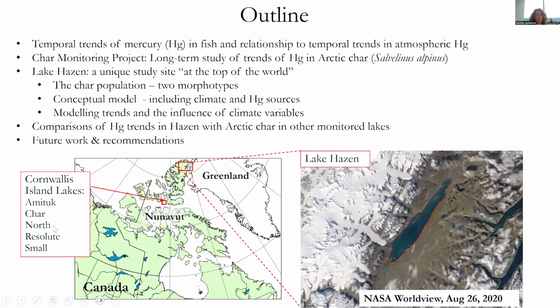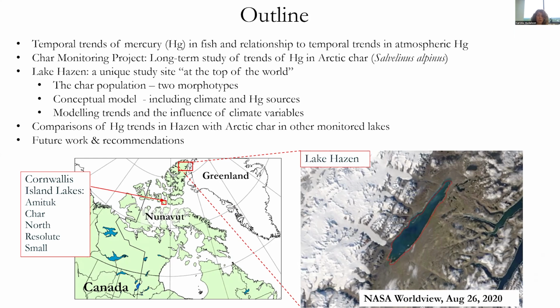So just a brief outline of my talk today. I will start with the temporal trends of mercury in fish generally, and its relationship to the temporal trends in atmospheric mercury. I will briefly touch on the char monitoring project, which is a long-term study of trends in mercury and other contaminants as well in Arctic char. Then I will talk a lot about Lake Hazen and why it is a unique and valuable study site at the top of the world.